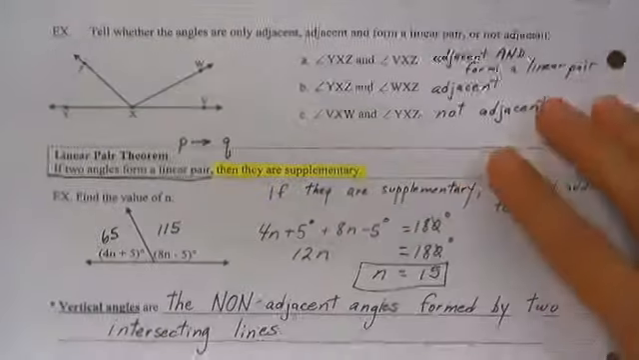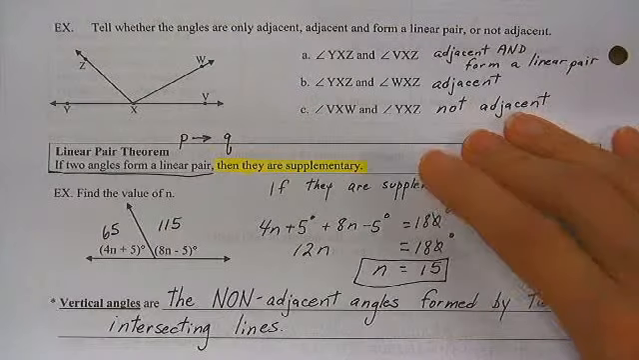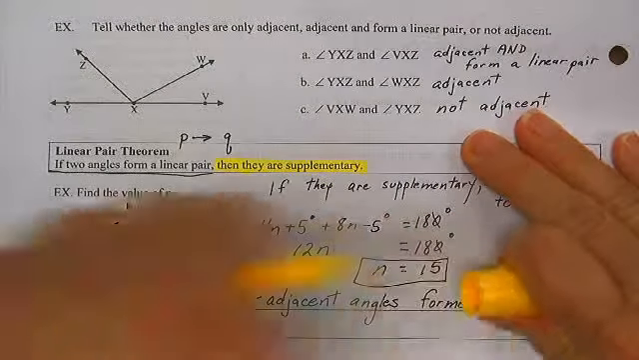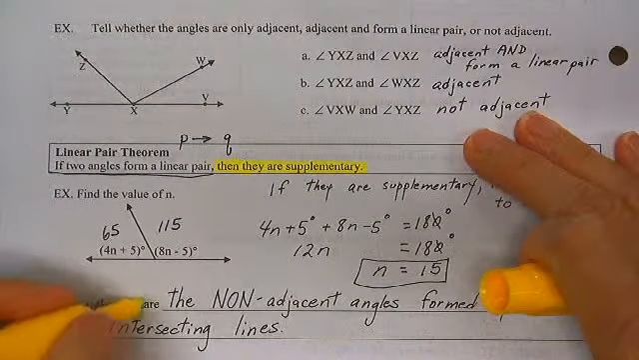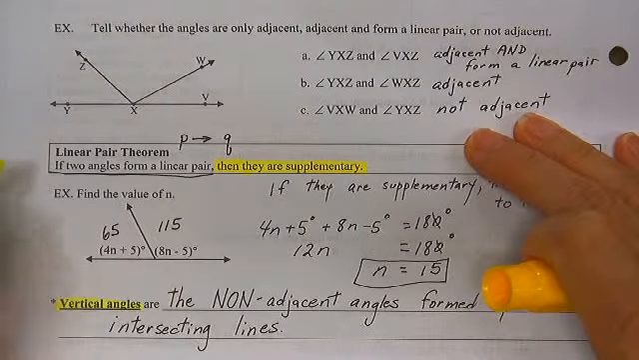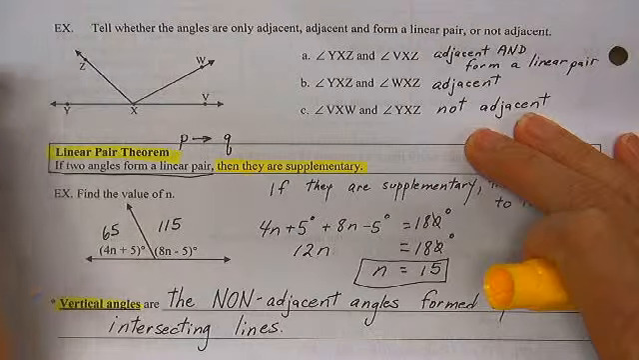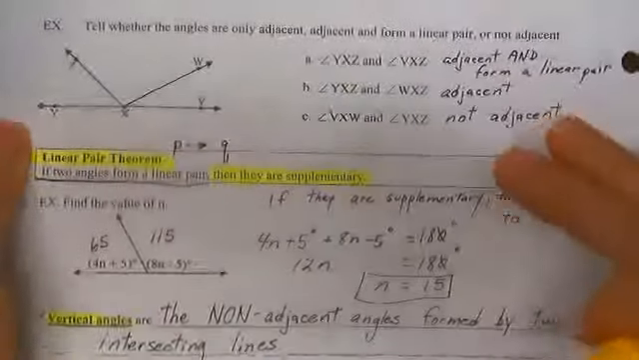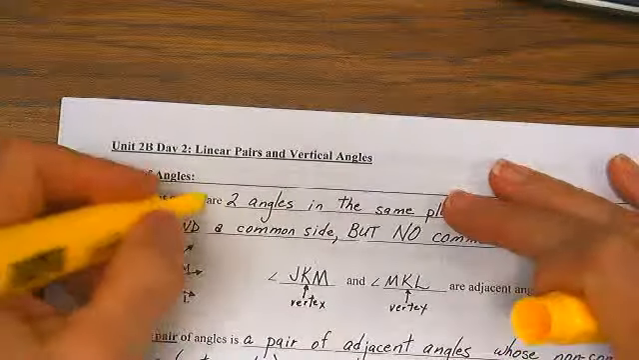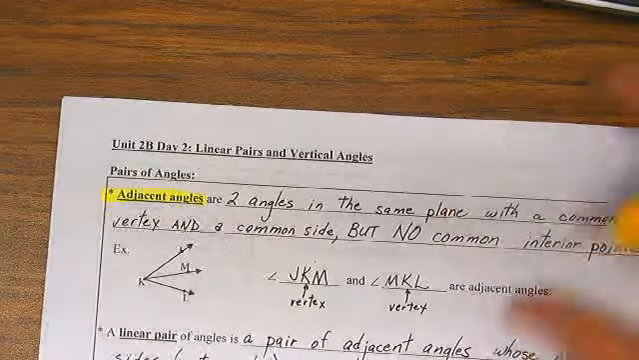Vocabulary, vocabulary, vocabulary. You have to know vertical angles. You have to know the linear pair theorem. You have to know adjacent angles. You have to know these words and what they mean.